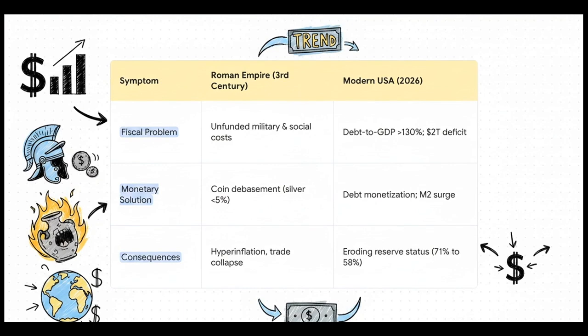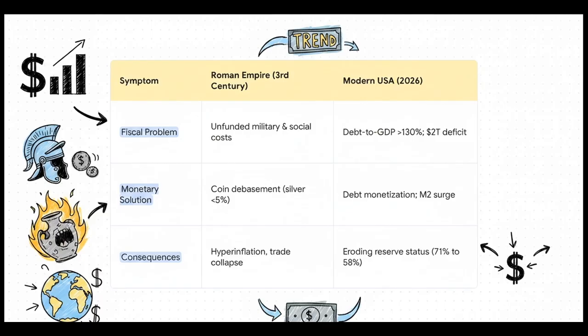All right, let's put it all side by side, because when you do, the parallels are pretty chilling. Look at the first row, the fiscal problem. Rome had huge unfunded military and social spending. The US is facing a soaring debt to GDP ratio and trillion-dollar deficits. Now, the monetary solution. Rome debased its coins until they were basically worthless. The US monetizes its debt through a massive expansion of the money supply.